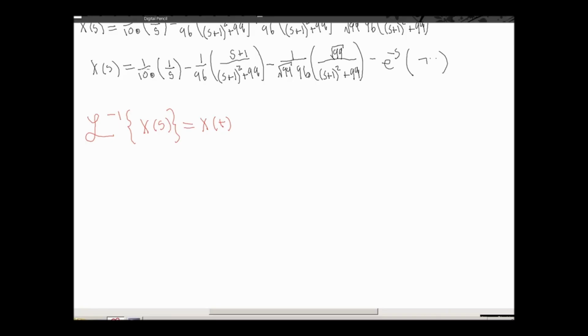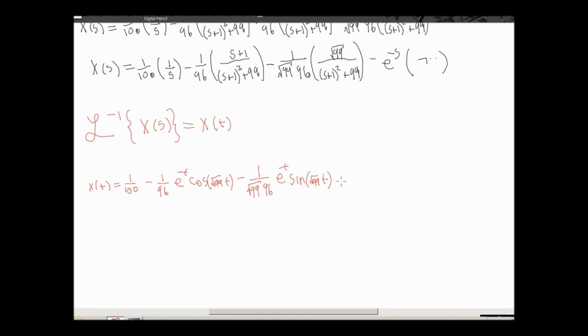Okay, so the inverse Laplace transform of this term here is 1 over 100. The inverse Laplace transform of this, as mentioned, is the shifted cosine function, which looks like this. Similarly, I should mention too that when I say the shifted cosine and shifted sine function, I don't mean that sine is being shifted, I mean that its Laplace transform is shifted like this.